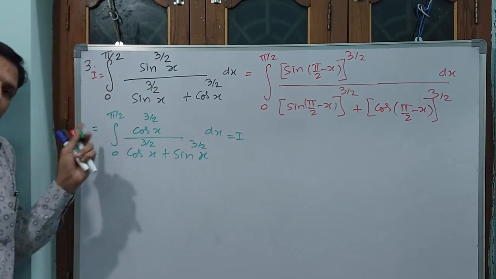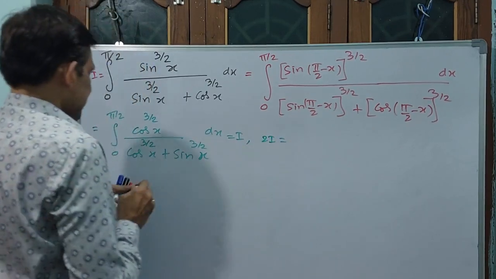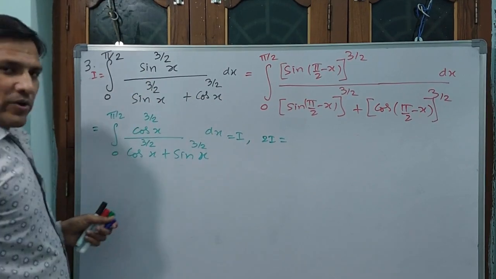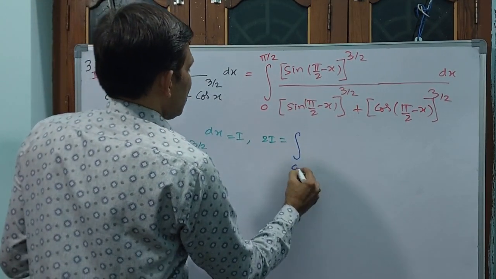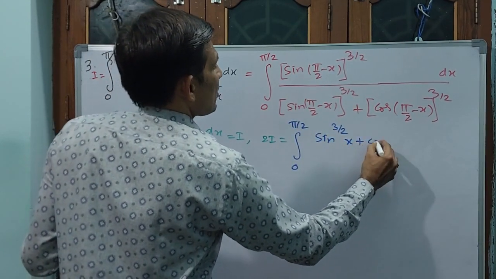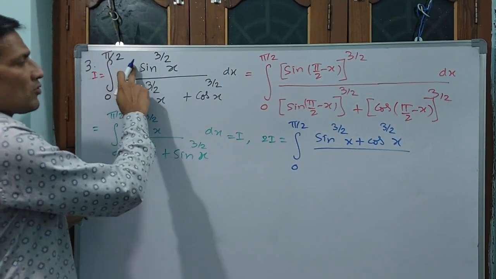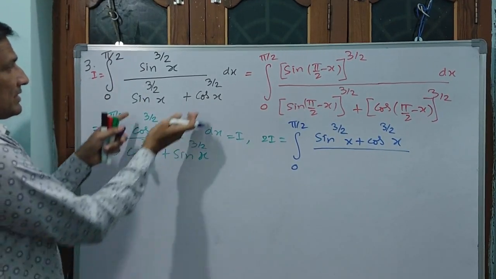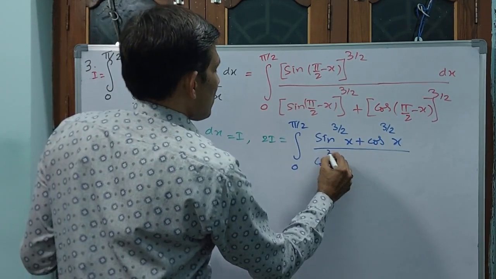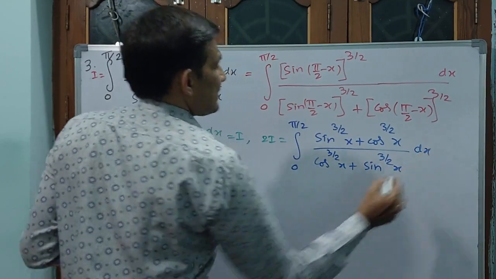Why? Because we have not changed it, both are I only. Then 2I is equal to, write down, 2I is equal to, see, numerator sin and cos you have to add, denominators are both the same. Integral 0 to pi by 2 sin to the power of 3 by 2 x plus cos to the power of 3 by 2 x divided by sin to the power of 3 by 2 x plus cos to the power of 3 by 2 x dx. Why? Because the LCM is the same, so we can add.